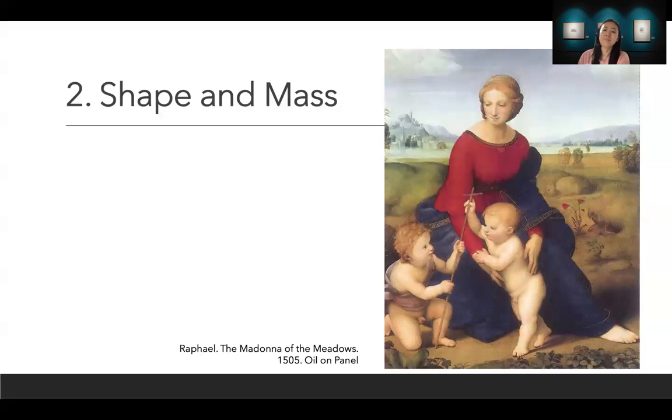So everyone, can you guess which implied shape is used in this painting? Triangle. That's right. It's a triangle. That is implied shape. Very good.